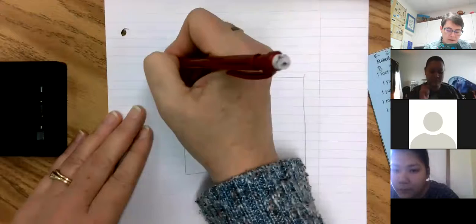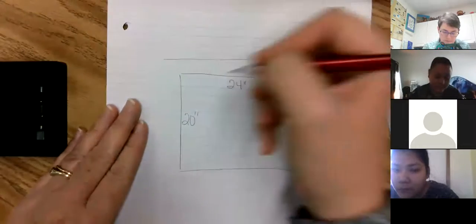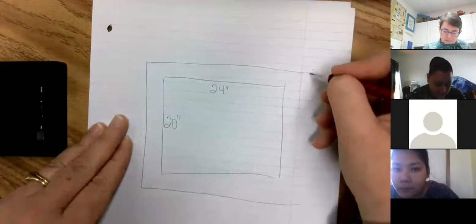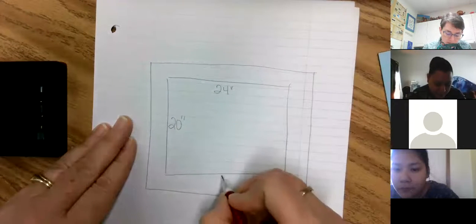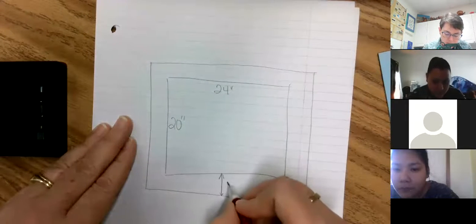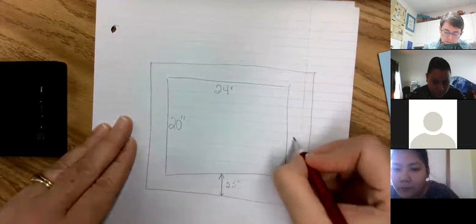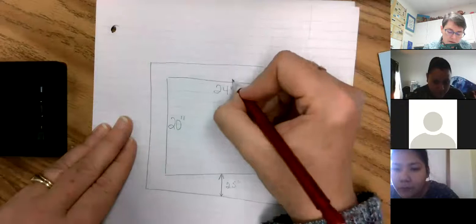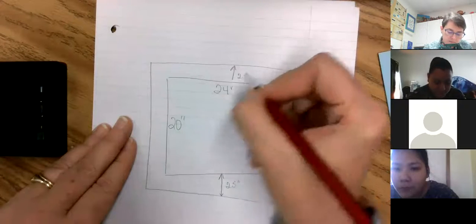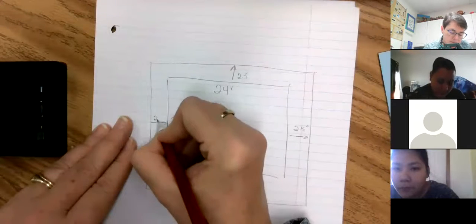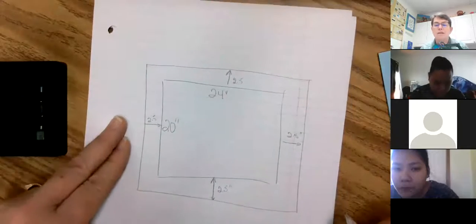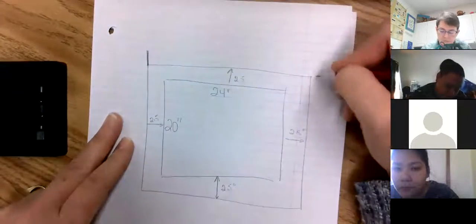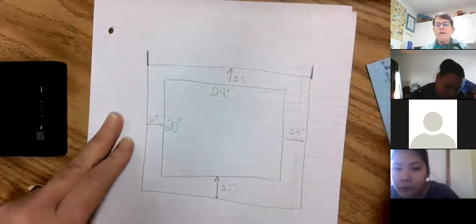All right, so now I'm going to put this frame around it. And from here to here is 2.5 inches. Oh, just for fun. That's what they're trying to say. Now they want to know the ground total of distance from here to here.